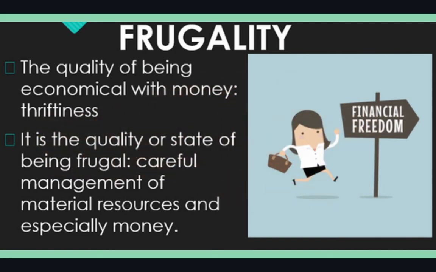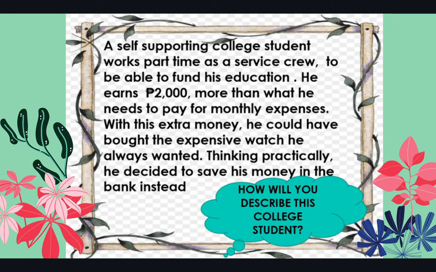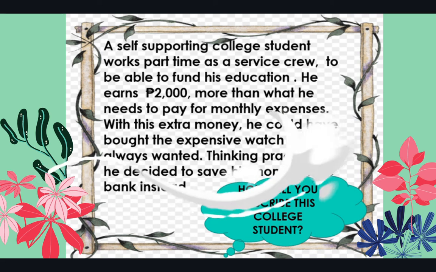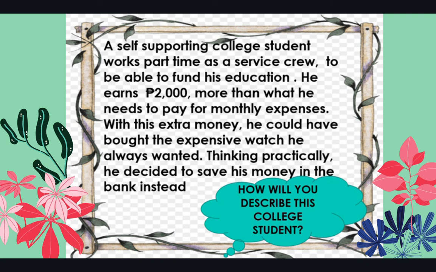Like in the story we had earlier, it also shows prudence and frugality, wherein the college student thought critically and, instead of buying the watch, decided to save the money. He has good decision making, saving the extra money in the bank. The prudence here is his good judgment and reasoning not to buy the watch, because later on he could make better use of that money.